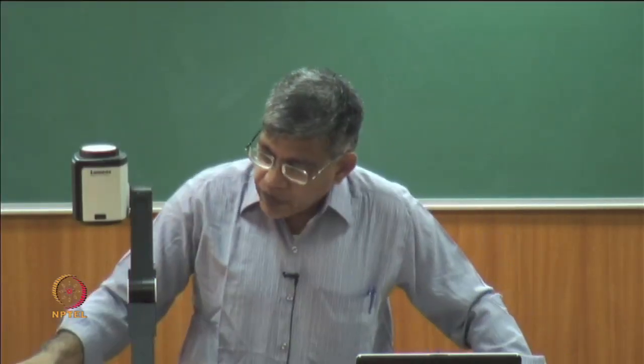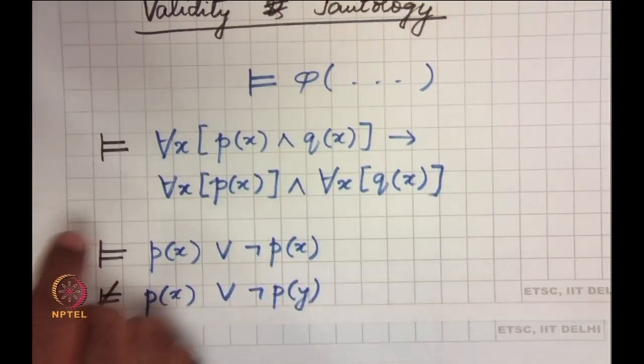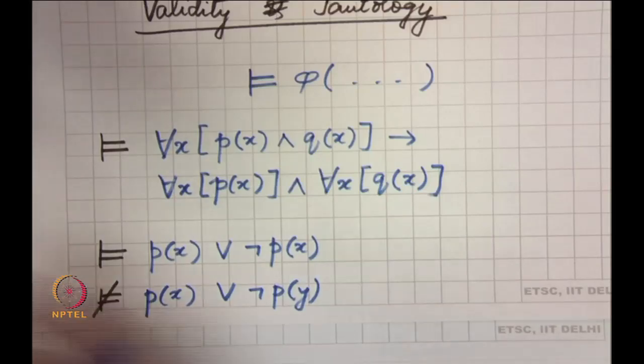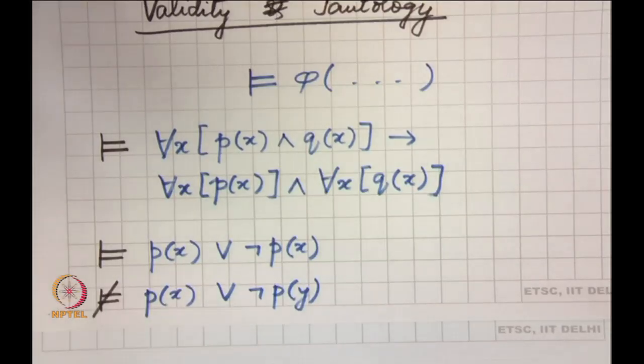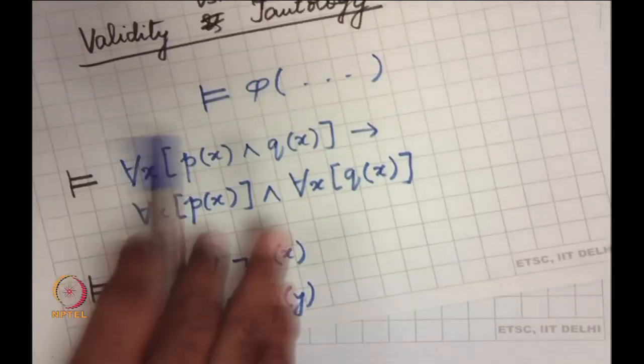Whereas, the validity of this formula cannot be proven in just H naught, because of the fact that you are distributing quantifiers. You will have to first eliminate the universal quantifier by an instantiation, and then you will have to generalize the resulting formulae again by universal quantifier introduction. So, you will be using some of the proof rules of H1 which are not there in H naught, and so even though this is valid, this is not a tautology, right.